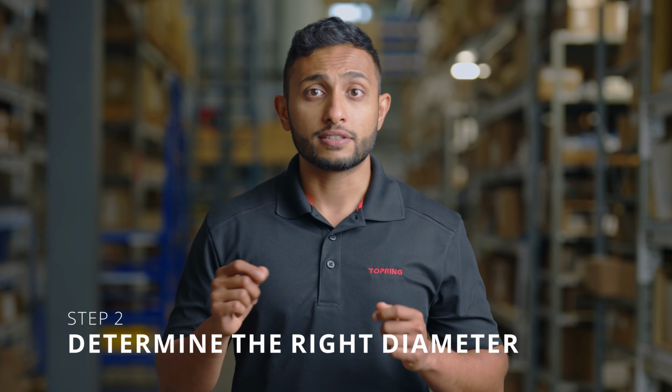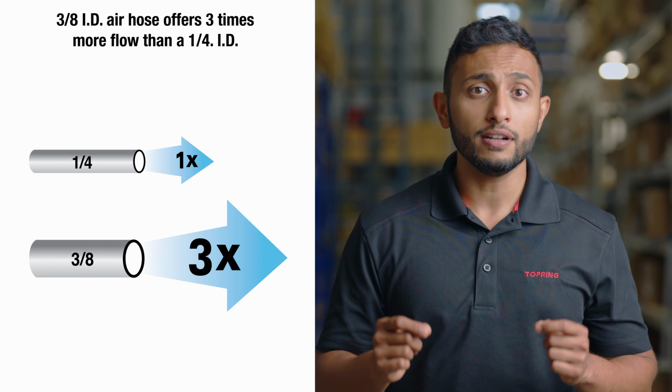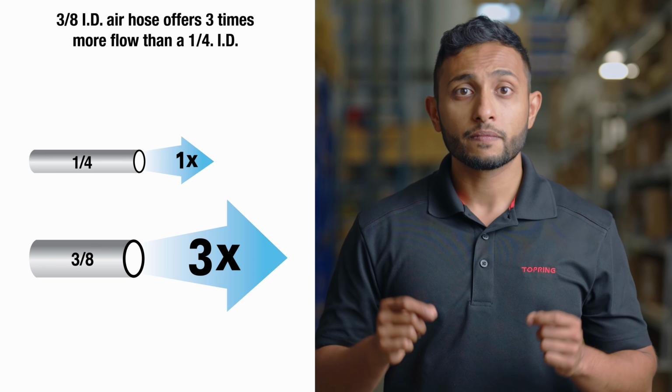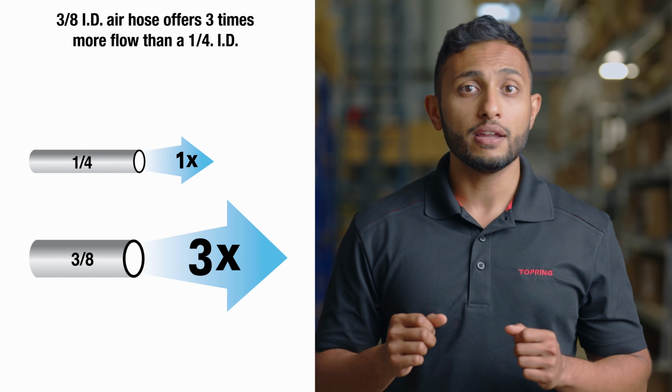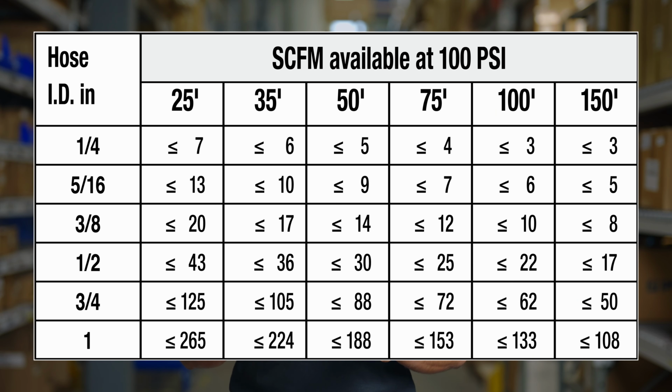Step 2. Determine the right diameter. The larger the inside diameter, the greater the airflow. Choose the inside diameter sizing based on the length of the compressed air hose and air consumption of the pneumatic tool or equipment. Do not oversize the hose. A larger hose is also more rigid and heavier. Here's a reference chart to help you select the required inside diameter.